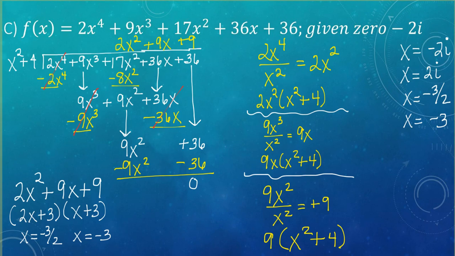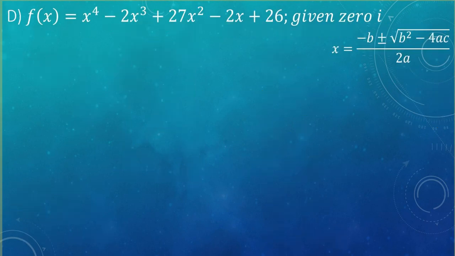Let's do one more example. Notice that this one has the quadratic formula. There is a reason why, because we're going to need it. Again, this is a fourth degree, so we're looking for four solutions.